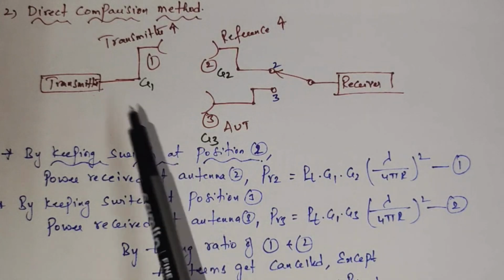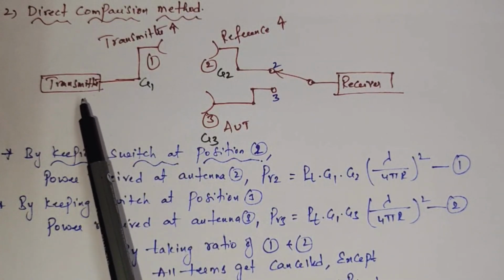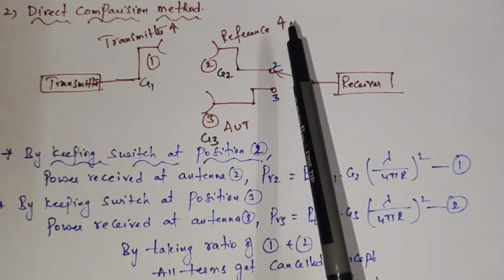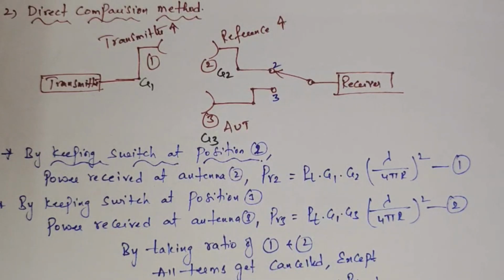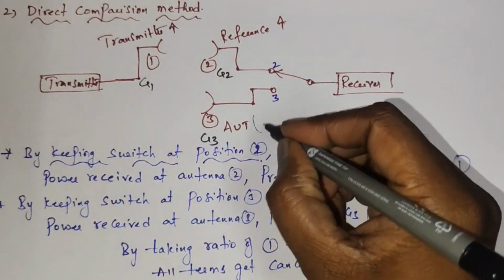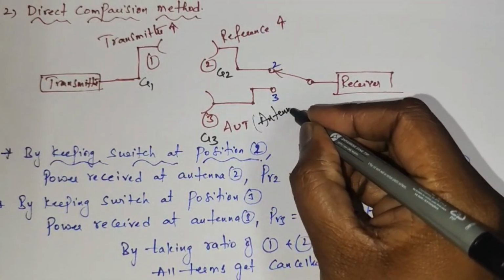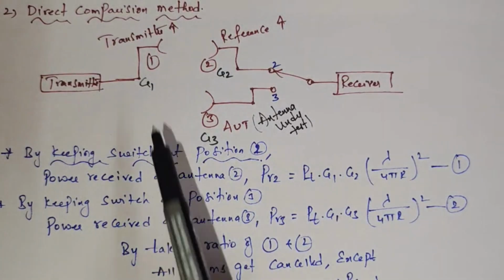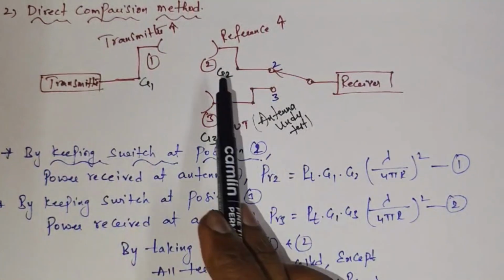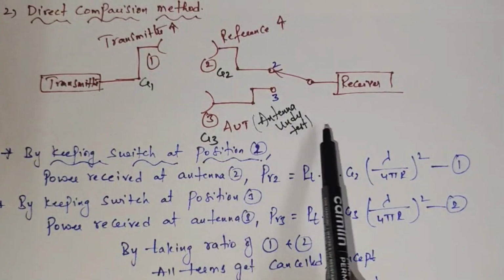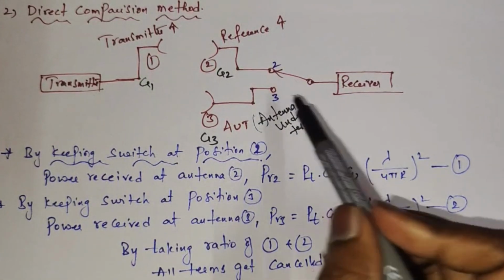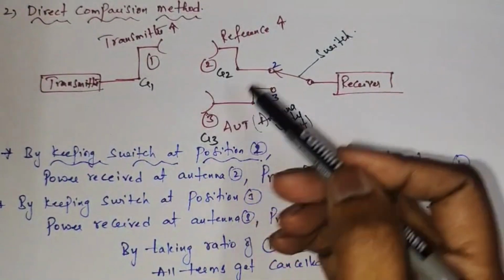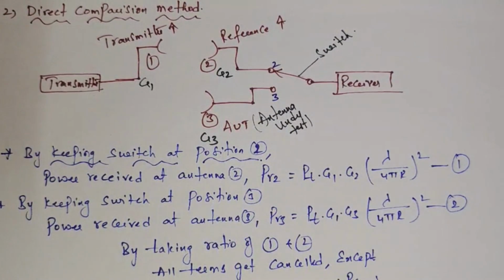the direct comparison method. Here consider the three antennas. One is the transmitter antenna, second one is the reference antenna, third one is the AUT. What does AUT mean? AUT means antenna under test. Consider three antennas, 1, 2, 3. One is the transmitting antenna, two is the reference antenna, third one is the antenna under test. Here there is a switch. By using the switch we will be connecting either to antenna 2 or to antenna 3.